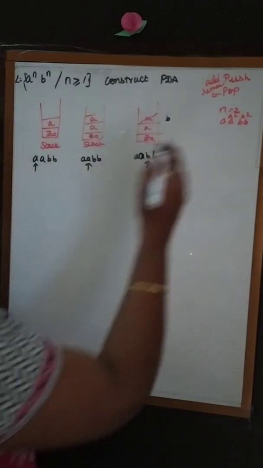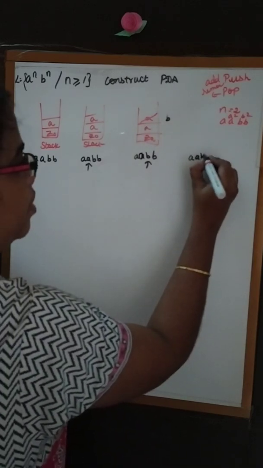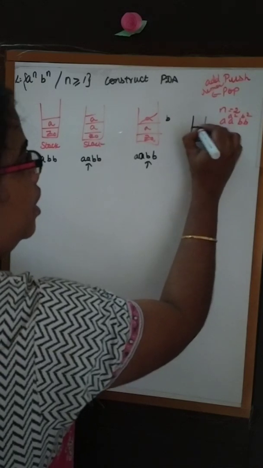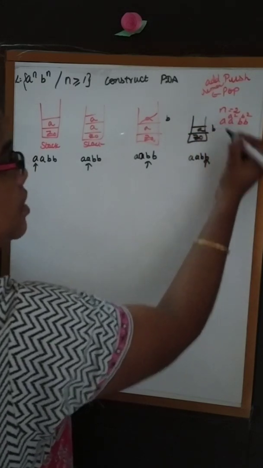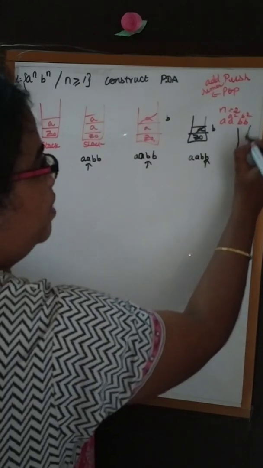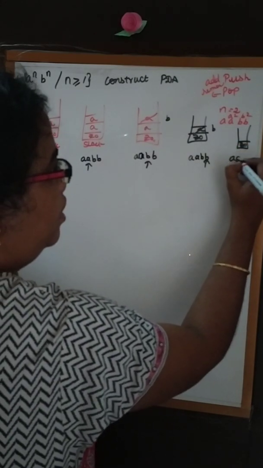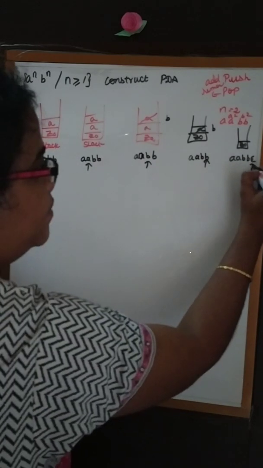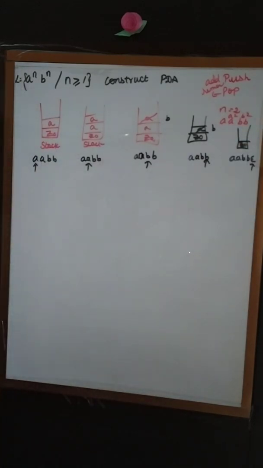Next, similarly, what will happen? My pointer will be pointing to the next element. So now z0, only one a. Since b is there, we have to remove an a. So next, what will be there? Z0. And what is the last input symbol? Epsilon. When epsilon is there, nothing we are going to do. Z0 will be on the top of the stack.